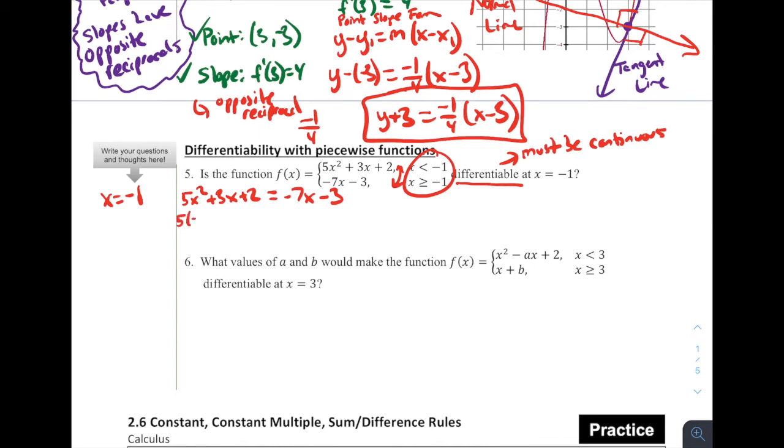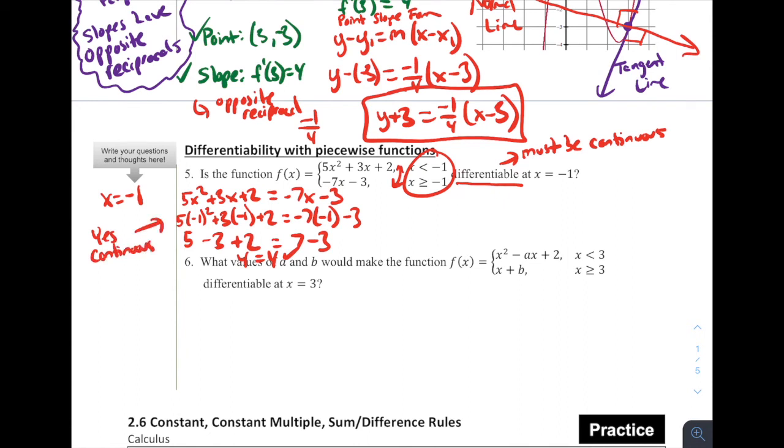So if I do this, 5 times -1 squared plus 3 times -1 plus 2 is equal to -7 times -1 minus 3. Is this true? 5 minus 3 plus 2 is equal to 7 minus 3. 5 minus 3 is 2, 2 plus 2 is 4, so 4 is equal to 4. Yes, that's true. So this function is continuous. So I will say yes, continuous, based on the work that I just did right here. But is it differentiable?